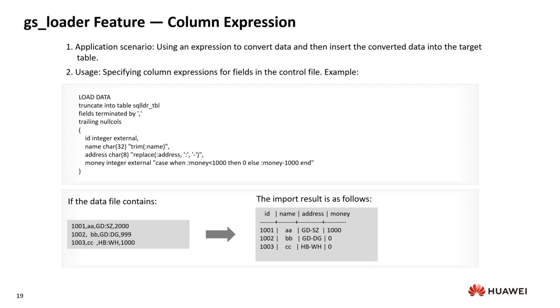The second feature is column expressions. You can add the trim function to the end of a field as an expression. This will remove the null character from both sides of the field. You can also add other expressions such as replace. Here's an example. In the third column, each field value contains a colon. By adding a replace expression at the end of the field in the control file, we can convert the colon into a short line. Here, the import result is the same as that on the right.